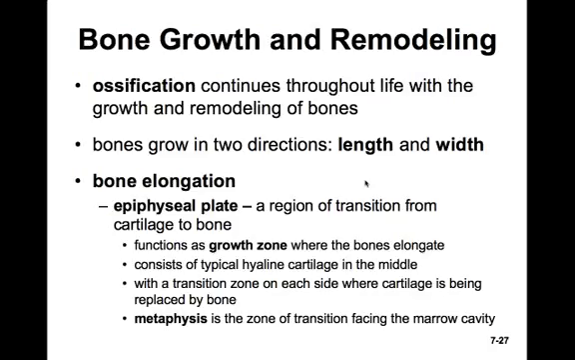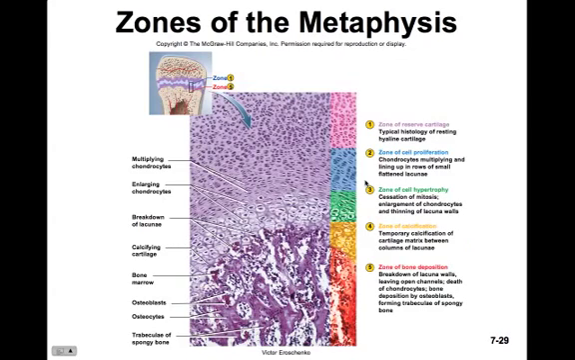Bones will grow in two directions, length and width, and these growth processes are quite different. During bone elongation, we'll see growth at the epiphyseal plate. This is a region of transition from cartilage to bone. There are various growth zones in this elongation region. They consist of typical hyaline cartilage in the middle and a transition zone on either side where the cartilage is being replaced by bone. The metaphysis is the zone of transition that faces the bone marrow cavity.